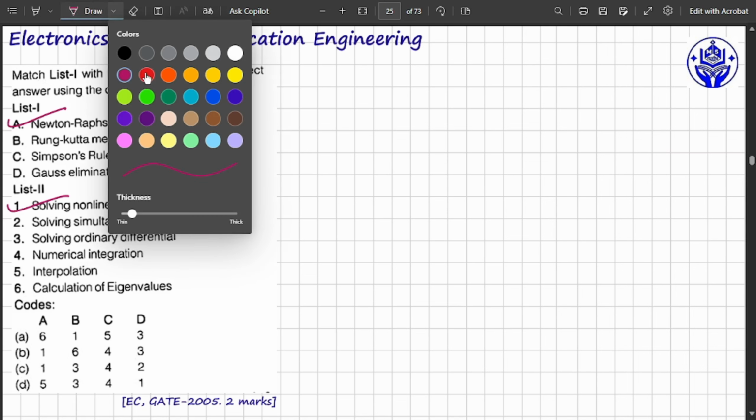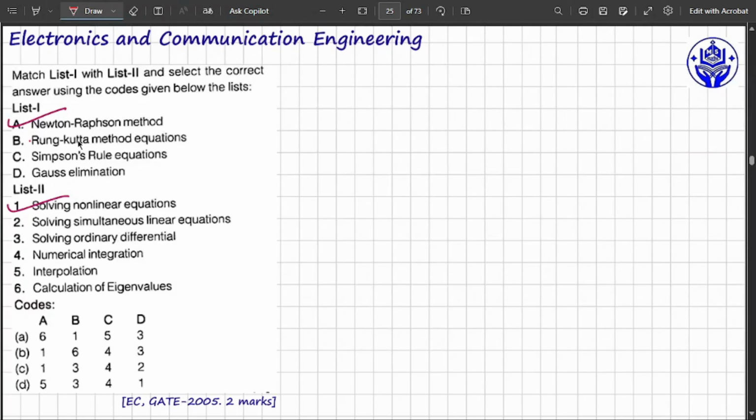Next one is the Runge-Kutta method. Runge-Kutta is for solving ordinary differential equations, so it will be 3. Simpson's 1 by 3 is numerical integration, and the last one will be interpolation. Gauss elimination is related to interpolation? Okay, that is the wrong answer. It is not related to interpolation.